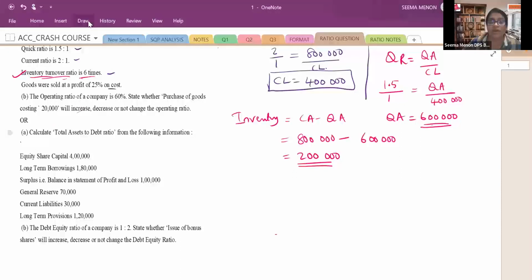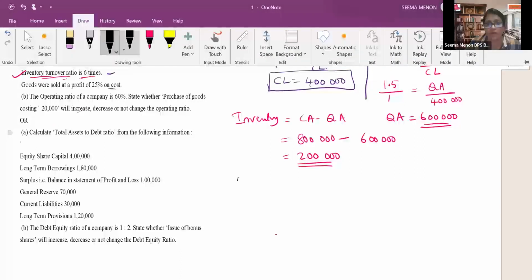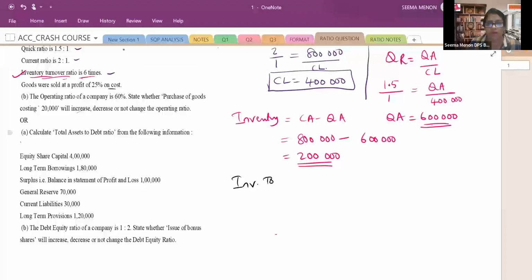Now, easily we can apply the formula. Inventory turnover ratio is equal to, what is the formula? Just now we discussed it in the above two questions. That is cost of revenue from operation upon average inventory. Here, nothing is mentioned about opening inventory and closing inventory. So whatever inventory we found here will be our average inventory. But now we need to find out the cost of revenue from operation, right? So cost of revenue from operation, how to get it?